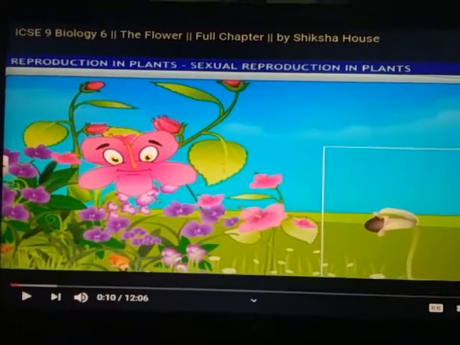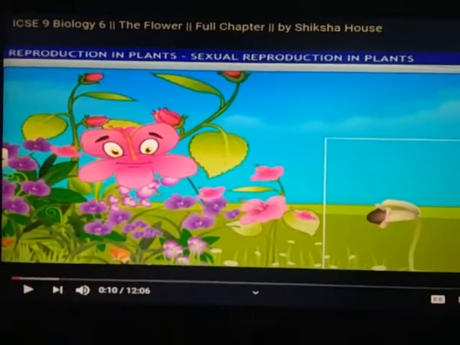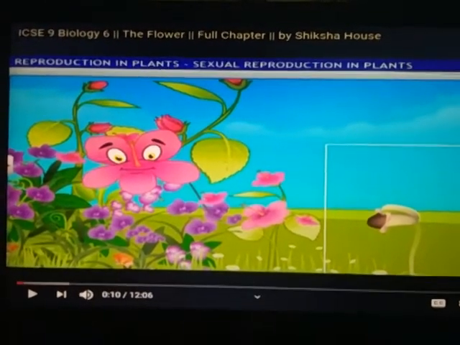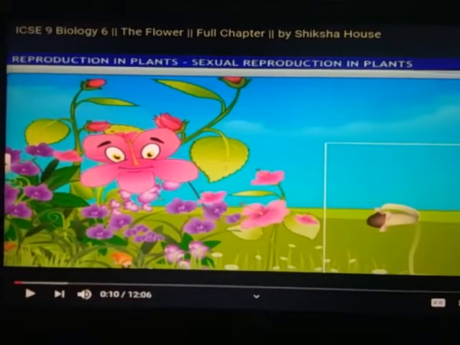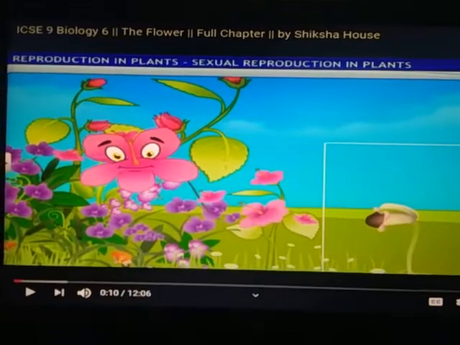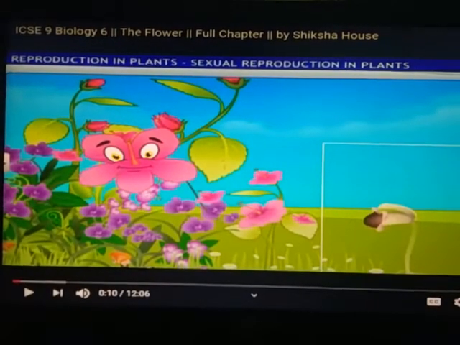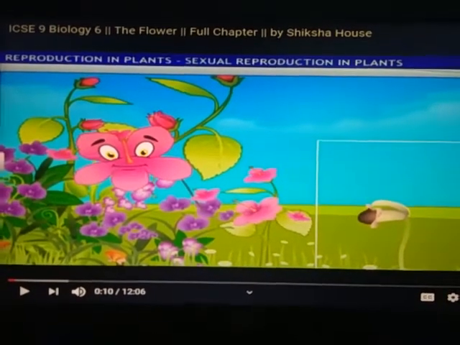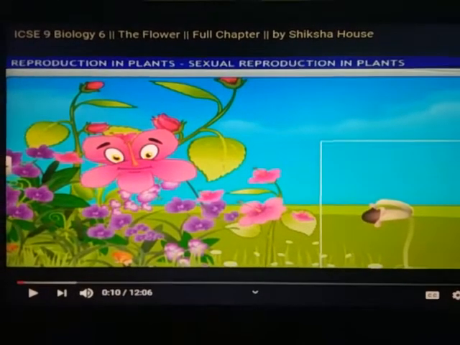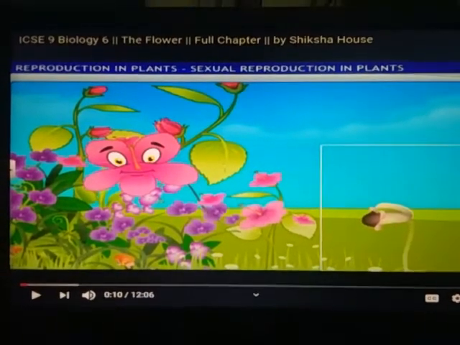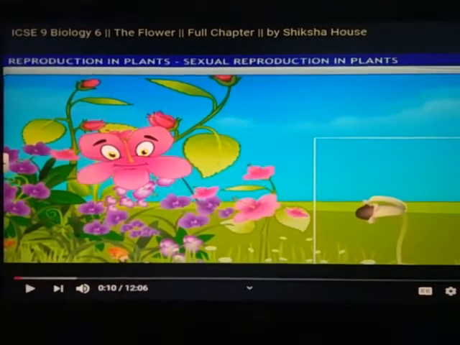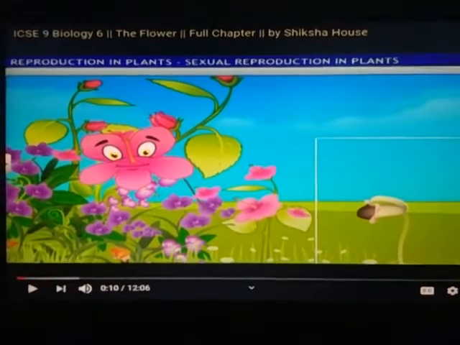We are going to discuss the chapter The Flower in your book. As you know, the flower is the main reproductive part of a plant. As we know, the flower contains male and female reproductive parts, that's why it is involved in sexual reproduction in plants. It is the structure present in the flower that is responsible for carrying out sexual reproduction in plants, not asexual reproduction.